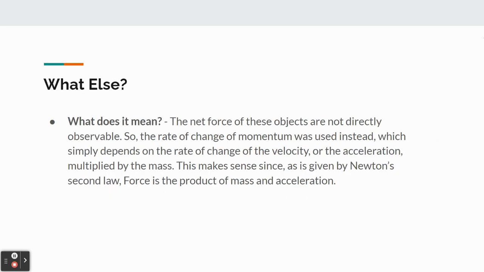What else? The net force of these objects is not directly observable, so the rate of change of momentum was used instead, which simply depends on the rate of change of velocity, or the acceleration, multiplied by the mass. This makes sense, as is given by Newton's second law. Force is the product of mass and acceleration.